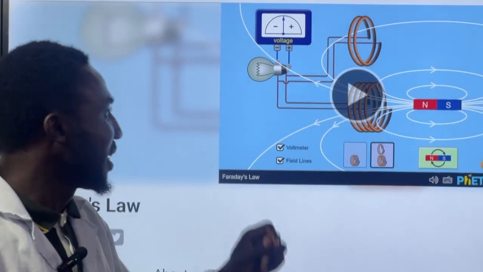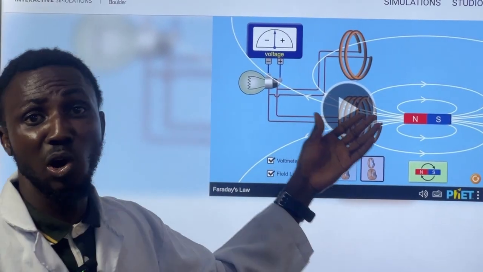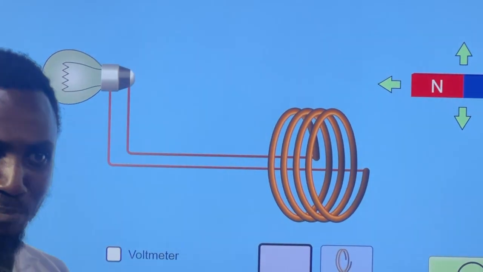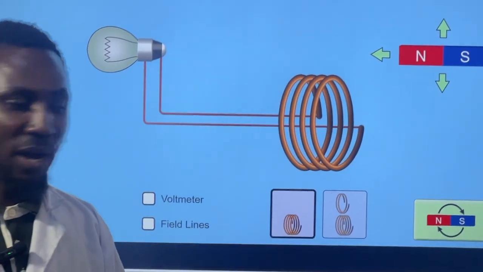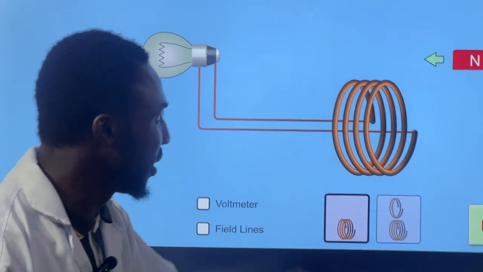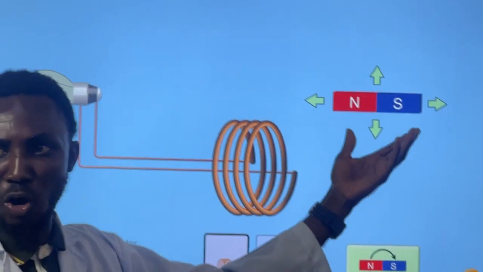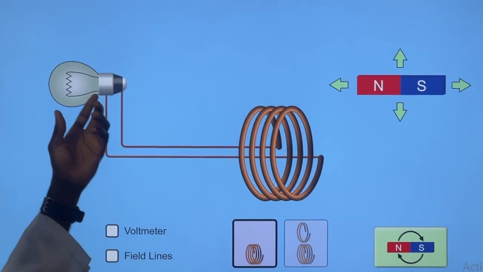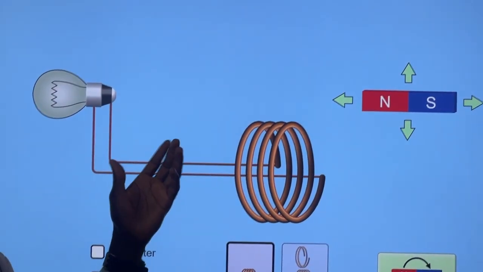But now let's go back to what we said. We said that electromagnetic induction is the production of electric current or voltage when there is relative motion between a magnet and a coil. And we are going to demonstrate that today. This is a bar magnet of a strong magnetic field. This is a coil connected to a load or a bulb.